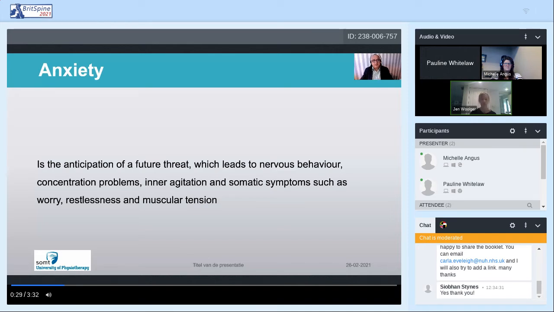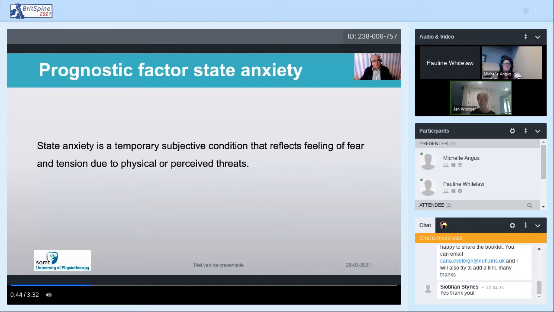Anxiety is the anticipation of a future threat, which leads to nervous behavior, concentration problems, inner agitation, and somatic symptoms such as worry, restlessness, and muscular tension. A part of anxiety is state anxiety, which is a temporary subjective condition that reflects feeling of fear and tension due to physical or perceived threats.